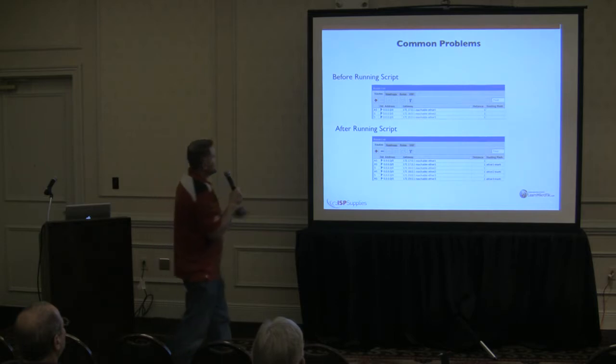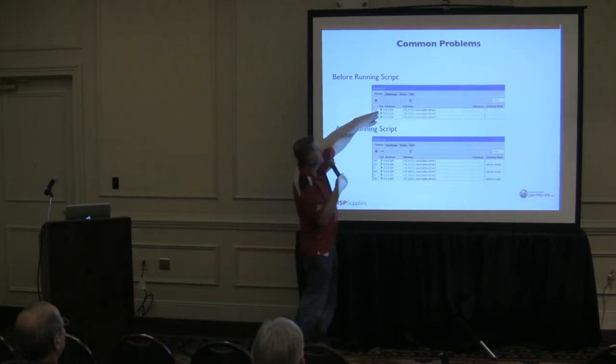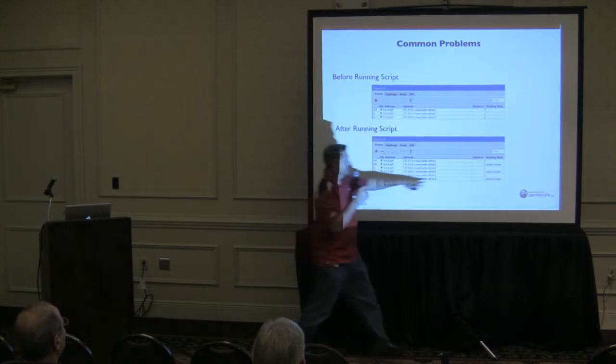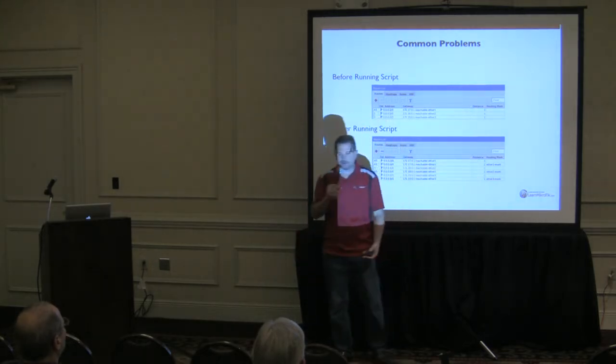So here's what happens before you run the script. You just have 3 standard default routes. After you run the script, you now have 6 default routes, all marked properly.